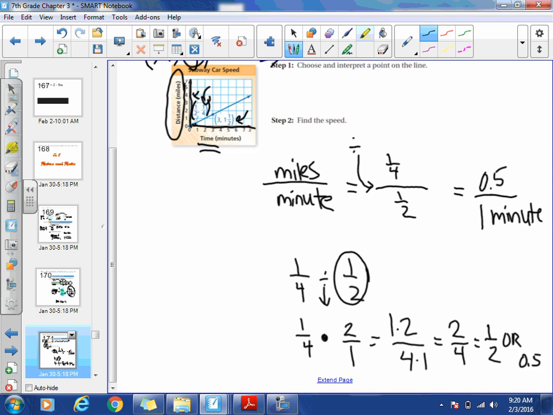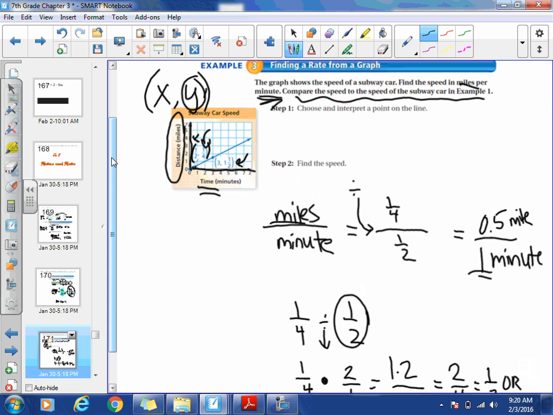So our answer is 1/2 or 0.5. Remember, our top label is miles. So this subway car can go 1/2 a mile in 1 minute. And that is a unit rate because our denominator is 1.